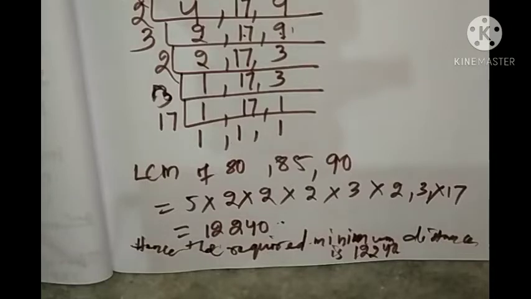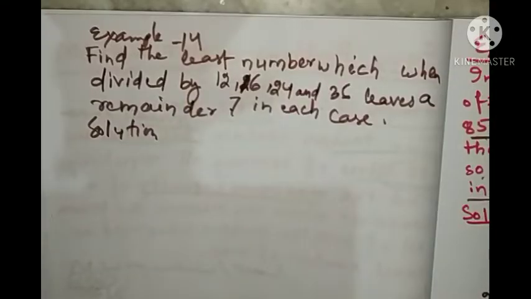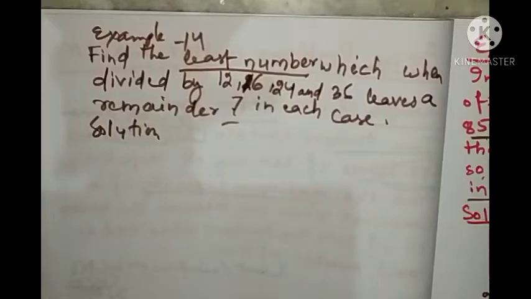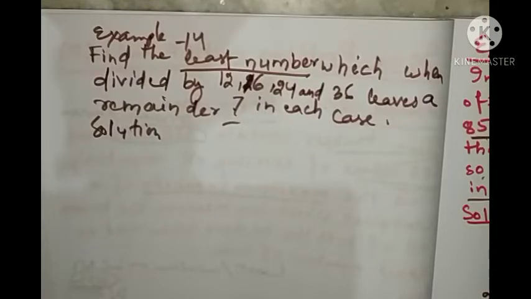Okay, next example 14 is given. Find the least number which when divided by 12, 16, 24 and 36 leaves a remainder 7 in each case. So here it asks for the least number which when divided by 12, 16, 24 and 36 leaves a remainder 7 in each case. So we have to find out the number, which means we have to find the dividend.